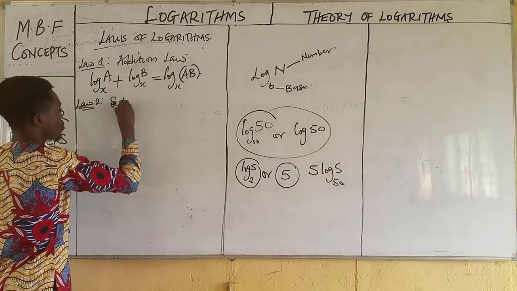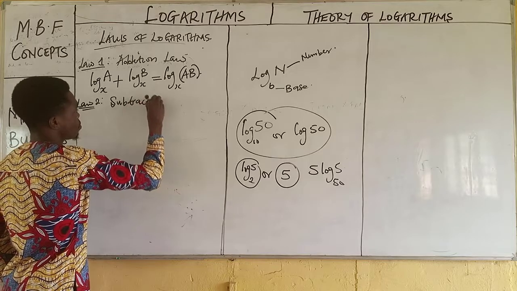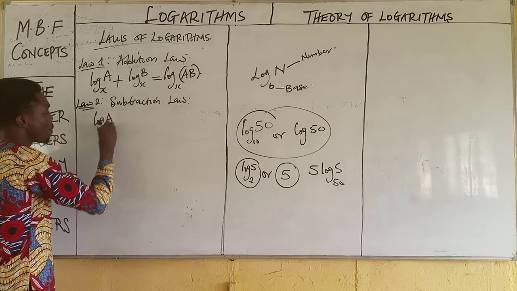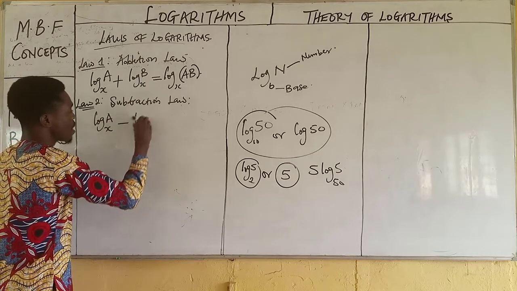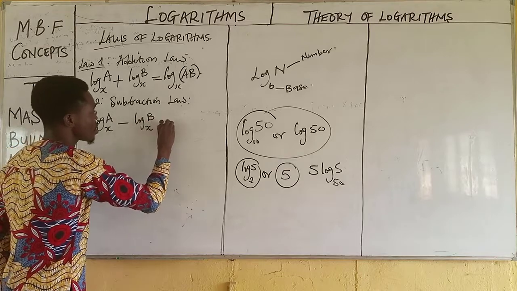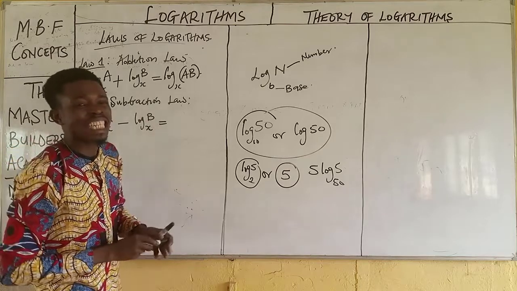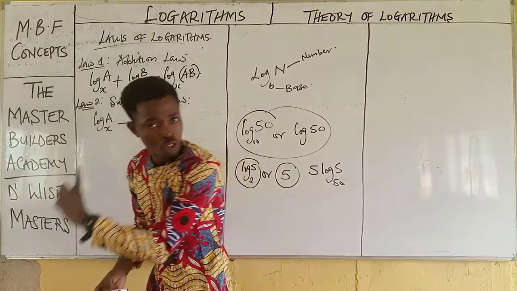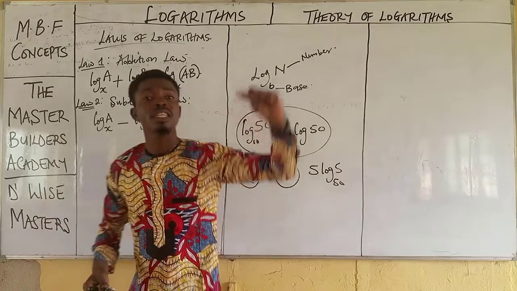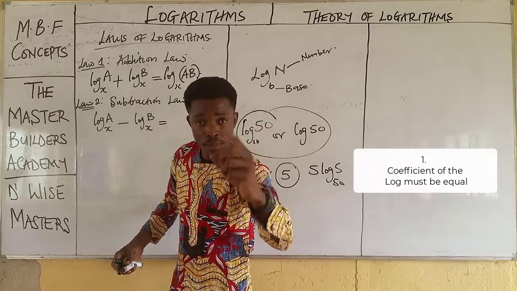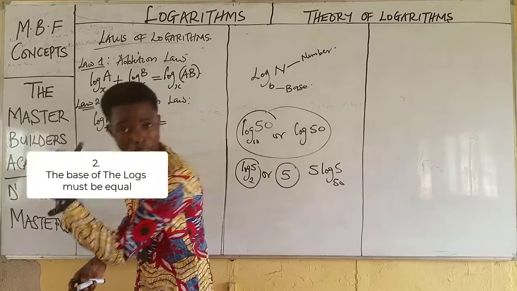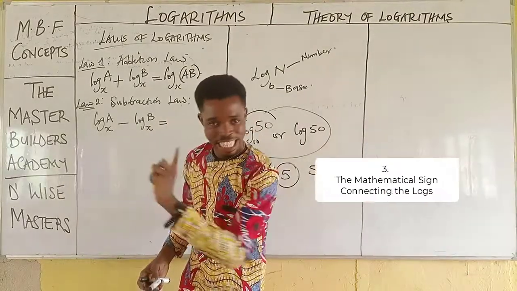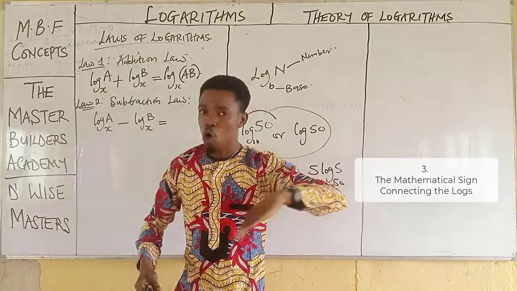which is the subtraction law. Now, in this law, we have log a base x minus log b base x is equal to. Now, the same thing that is applicable to the addition law is applicable to the subtraction law. What are the things you watch out for? One is the coefficient of the logarithm. It must be 1. Two is that they must have common base before you can apply this law. The three is that you must check the sign that connects them, addition or subtraction.